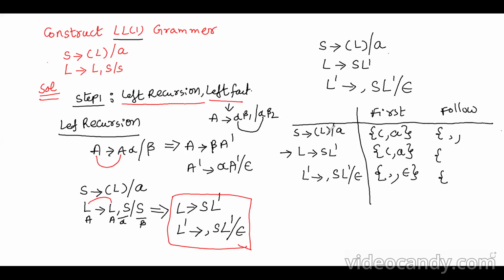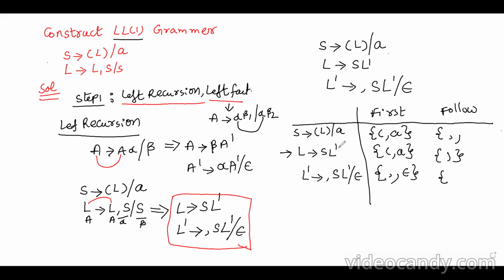Follow of L is after L. What do we have? Follow of L is close bracket. So we completed this L, but what is follow of S? Follow of S is first of L dash. First of L dash is comma epsilon, so we must write comma here.